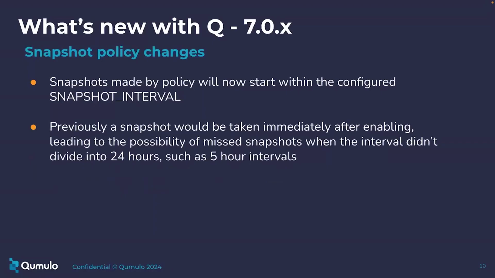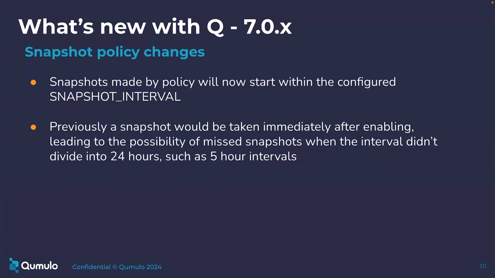Next up, we had some snapshot policy changes. Snapshots made by a policy will now start within their configured snapshot interval. Previously, snapshots would be taken immediately after enabling, leading to a possibility of missed snapshots when the interval didn't divide into 24 hours, such as 5-hour snapshot intervals.